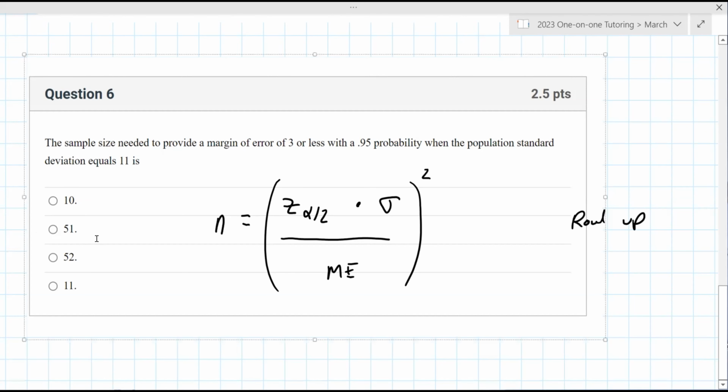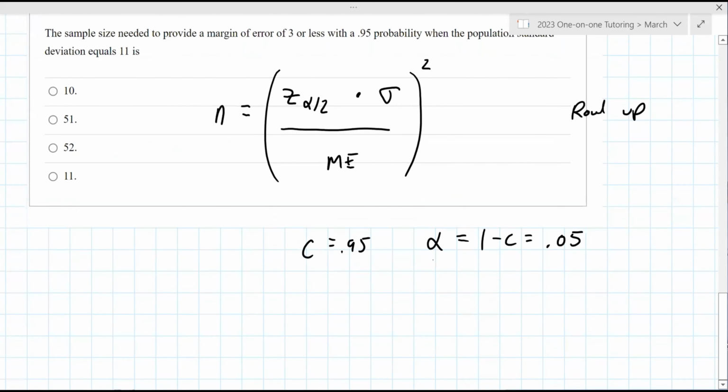Your Z alpha divided by 2 comes from this confidence level. C is 0.95. Alpha is 1 minus C. Alpha divided by 2 means to divide this number by 2, which is 0.025. Sometimes on your sheets you get a table with these confidence levels in there, and you have to be able to figure out this value or from a table.